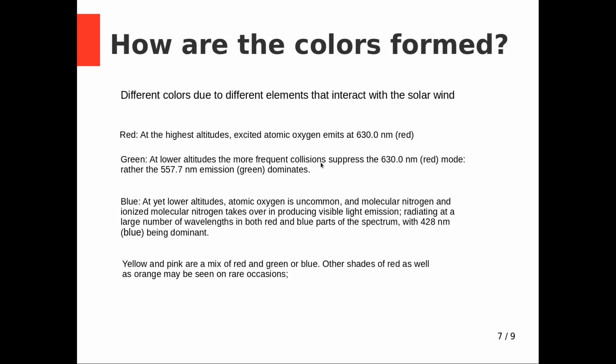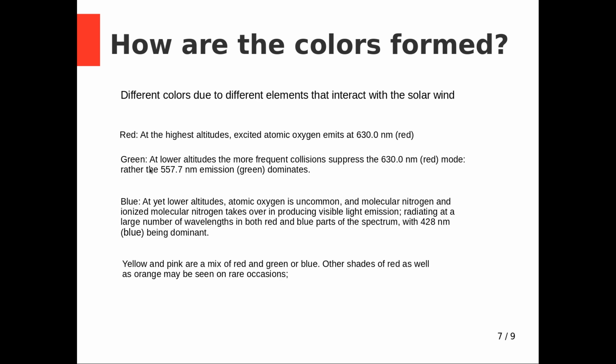The second important question to answer from this phenomena is, how are the colors formed? This is a little bit more complicated because it deals with the interactions between the particles, but mainly we can explain it as this. If the solar wind interacts with oxygen, it will create red and green colors, and if it interacts with nitrogen, it will create the blue color.